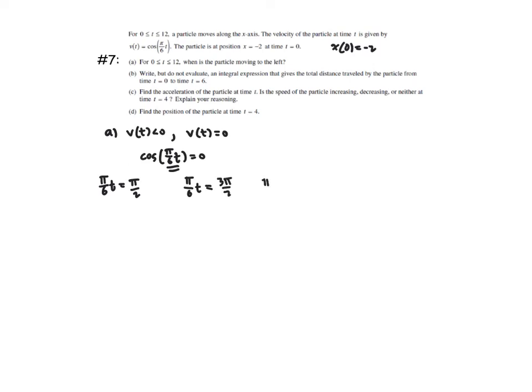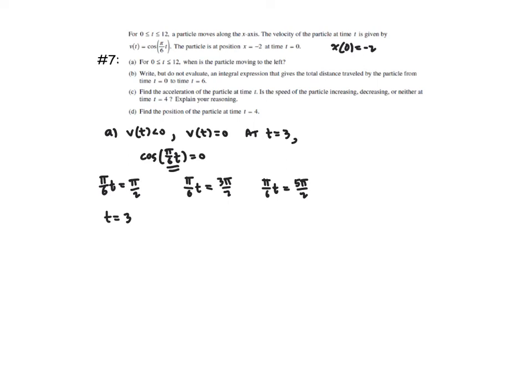And I'm going to actually go out one more, just in case, because I don't know how this interval will apply to 0 to 12. 5 pi over 2. So if I were to solve, that would mean that t, I'd multiply by 6 over pi, which would mean that t equals 3, v of t equals 0. So v of t equals 0 at t equals 3.